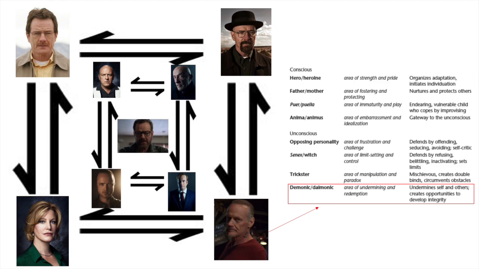And he comes back and follows through with this opportunity to develop integrity by killing off all the neo-Nazis and freeing the child archetype, which is Jesse.